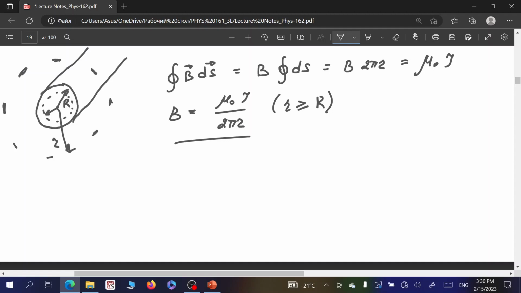Here, when we apply Ampere's law, we get this equation in a much easier way. What is important next, we can also determine the magnetic field inside the conductor, when this condition is not satisfied. So when the distance from the center is smaller than the radius of the conductor. So let us do that.